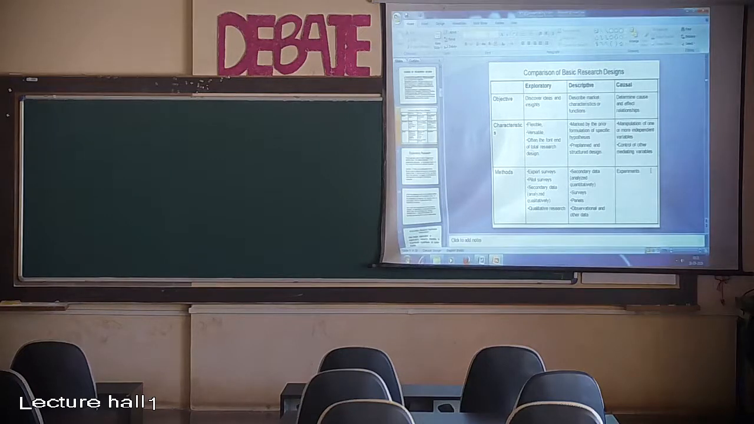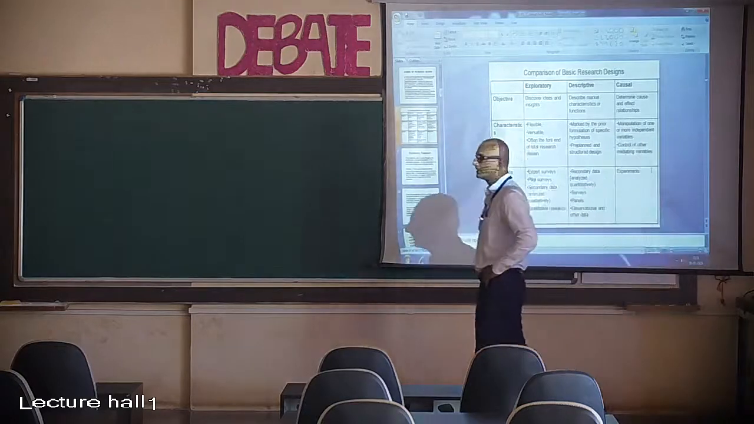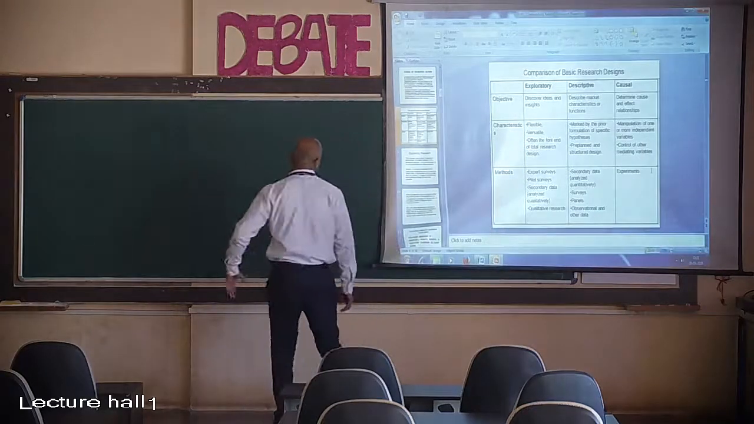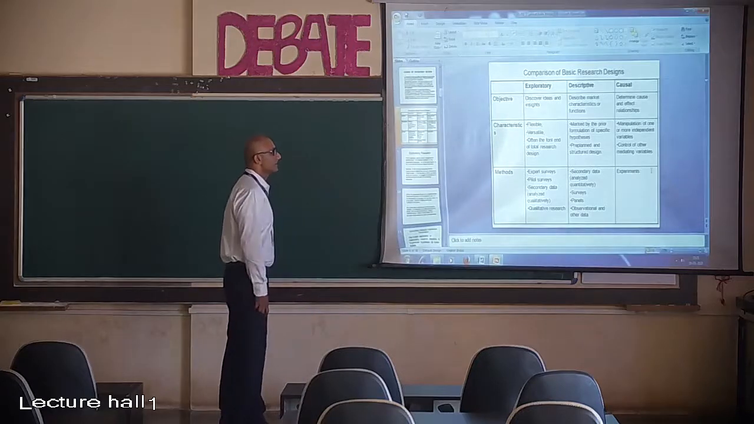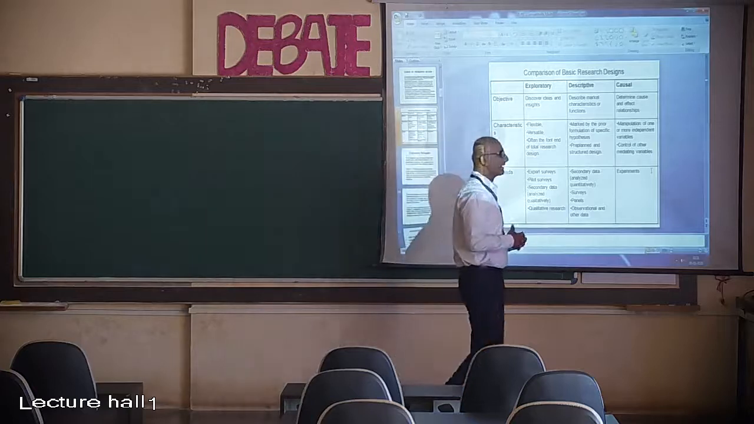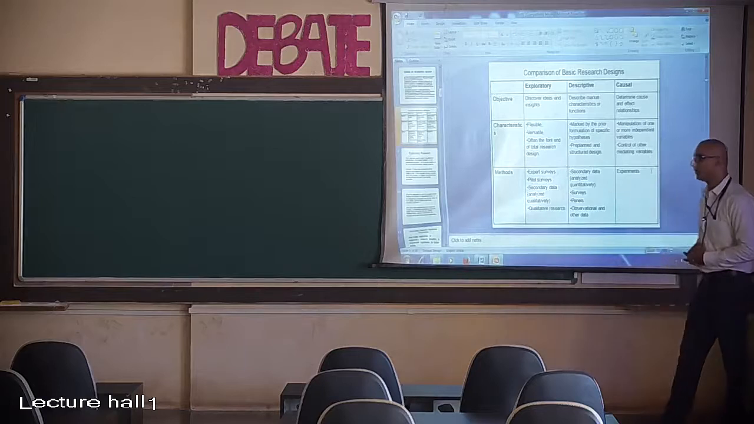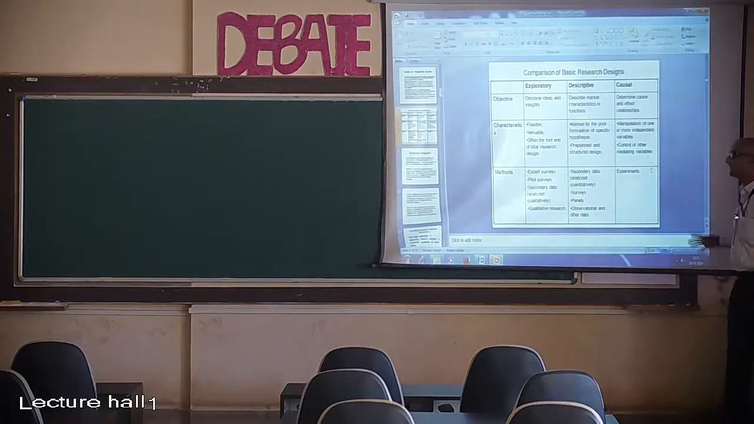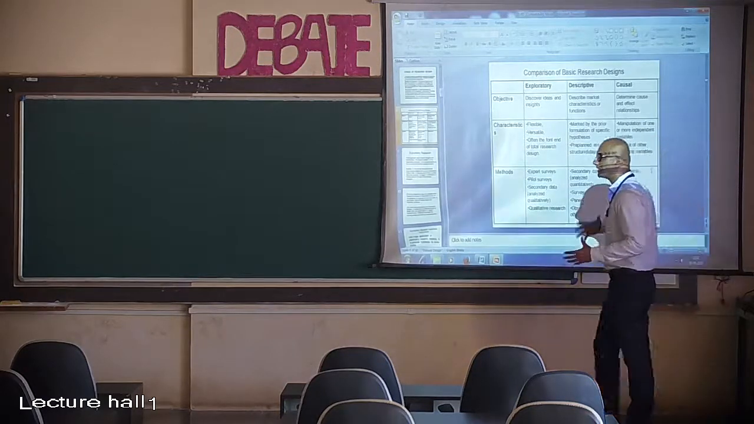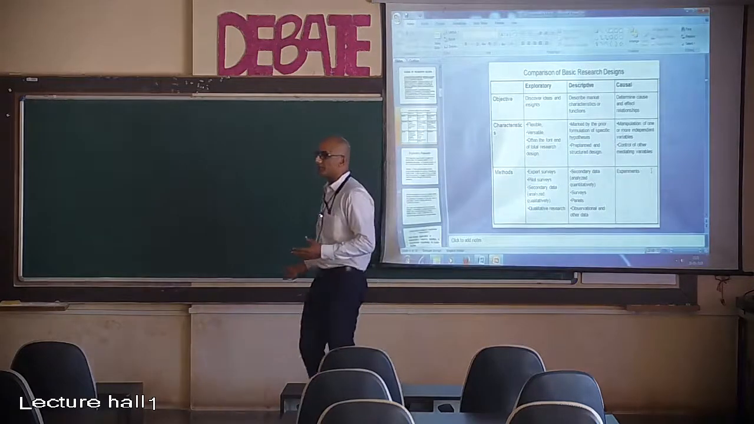Now we go forward to descriptive research, where the objective is describing the market characteristics or even the functions. Then you go one step ahead to causal research, where the objective is to determine the cause and effect relationship between the different variables that we have undertaken. Okay, these are the objectives. These three different research designs have three different approaches.